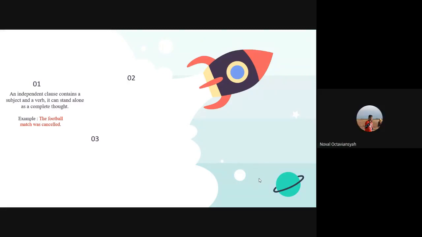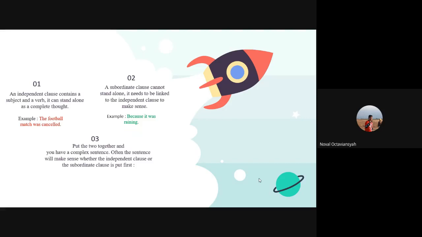While for the first, an independent clause contains a subject and a verb. It can stand alone as a complete thought. For example, the football match was cancelled. And the second is a subordinate clause, or we can say subclause, which cannot stand alone. It needs to be linked to the independent clause to make sense. For example, because it was raining. And for the third, put the two together and you have a complex sentence.